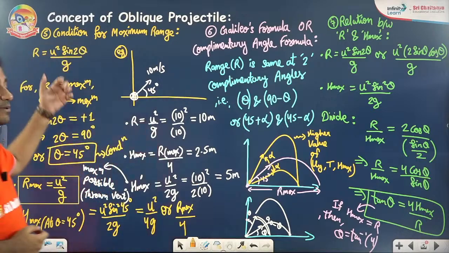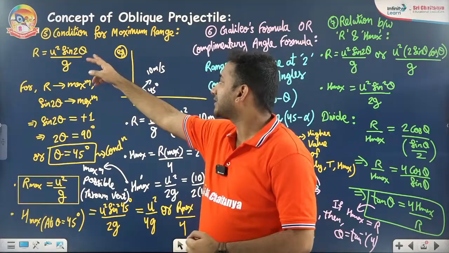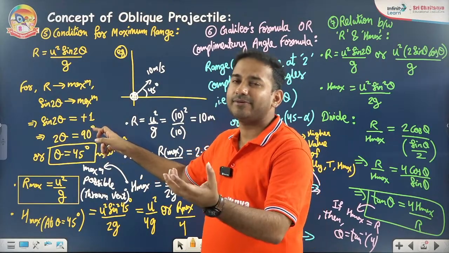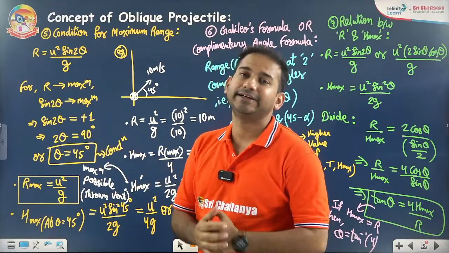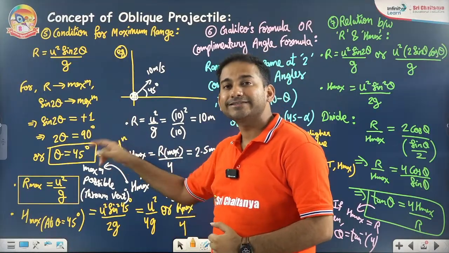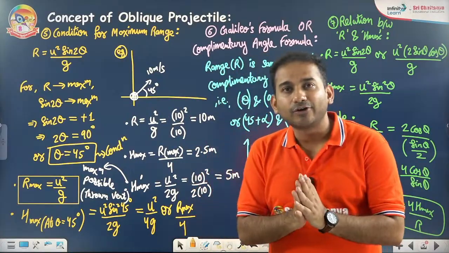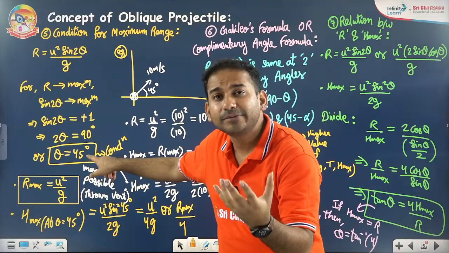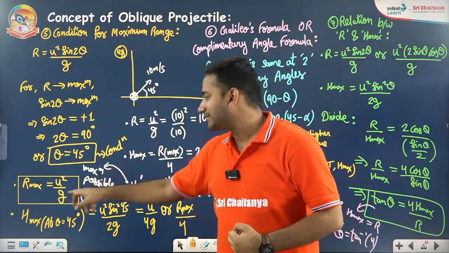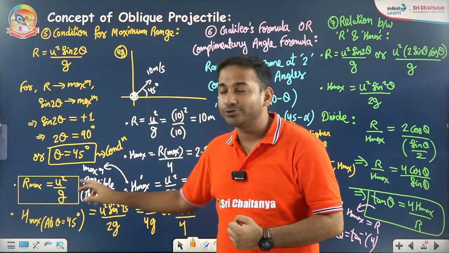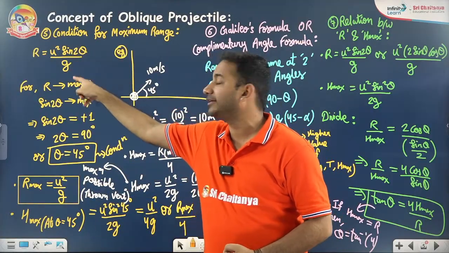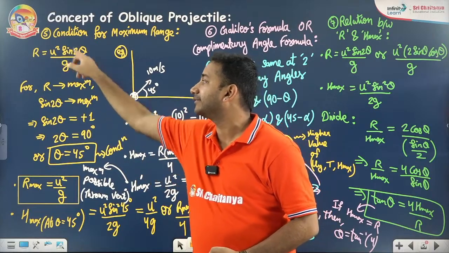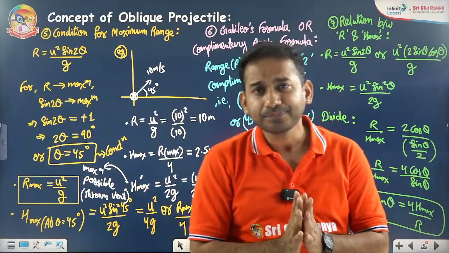So for range to be maximum, mathematically we have seen that sine 2 theta will be maximum. The sine function will be maximum only if the input angle is 90 degrees. So if 2 theta is 90 degrees, theta will be 45 degrees. So what we got is the condition at which the range will be maximum. But how much will be that maximum range, sir? That maximum range is going to be u square by g. See in this formula, u square sine 2 theta by g. If you put sine 2 theta as 1, or 2 theta as 90 degrees, you will get the maximum range as u square by g.